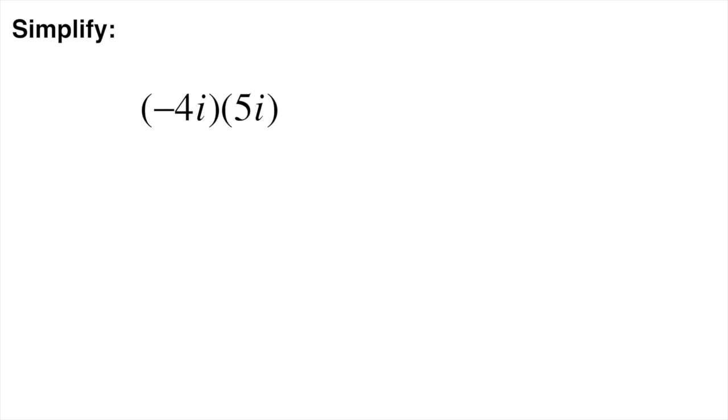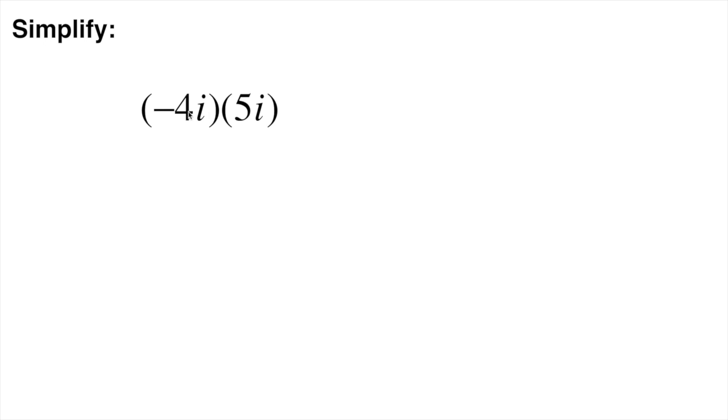Now we're going to multiply these two imaginary numbers together. We're going to treat it like a traditional multiplication problem initially, and then we'll show you what we'll do after that. If we can treat this i as a variable, in this case it's not a variable, it's an imaginary number, but let's just treat it that way for a moment.